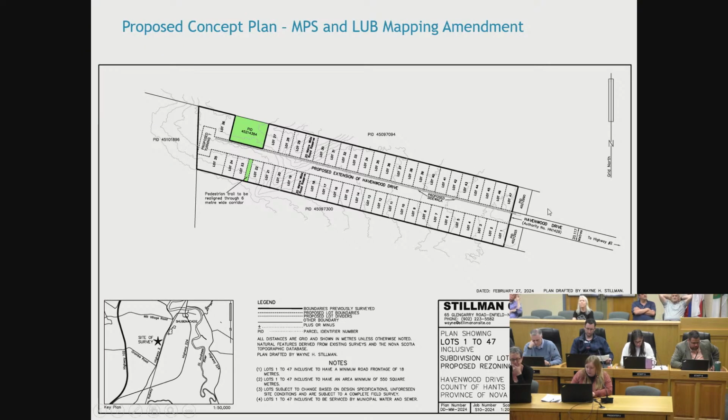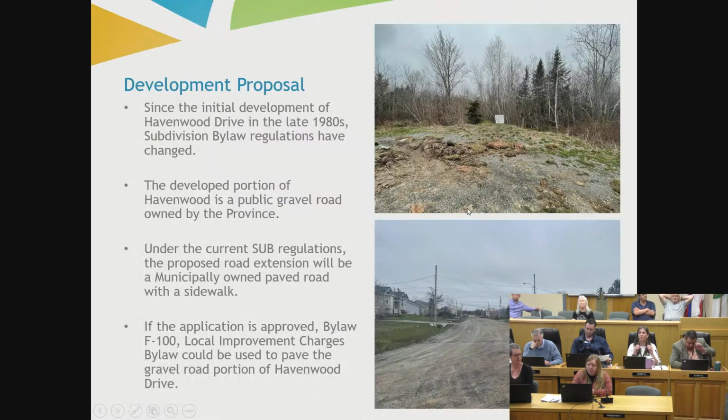Again, here's a concept plan. So it would be the extension of Havenwood Drive right to the end of the property, and this turning T would have to go up against the subject property. There's a trail that currently goes through the open space that would just have to be realigned, and there'll be a 6 meter wide access for the trail to continue on the other side of the property. The proposed road extension would have to meet our regulations, which would require it to be paved with a sidewalk. And as I said, this is just a concept plan at this point.